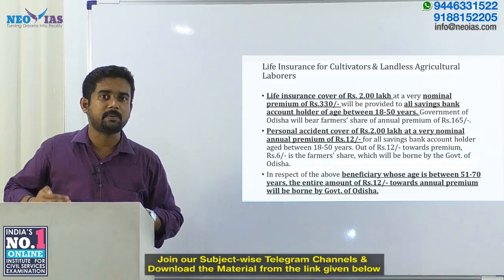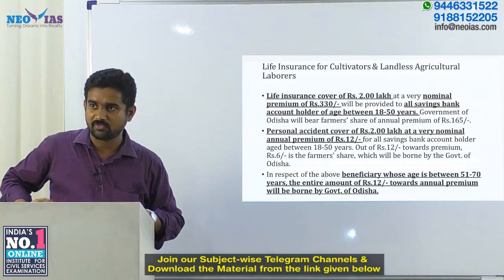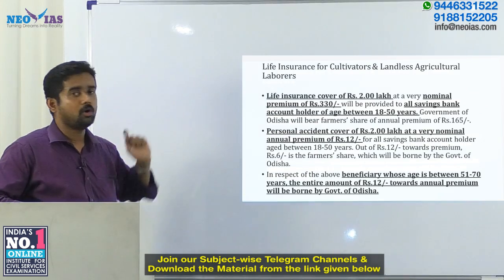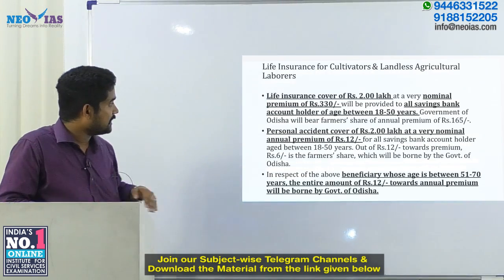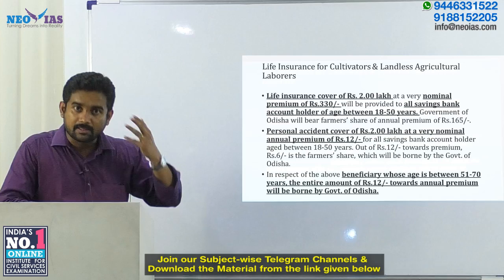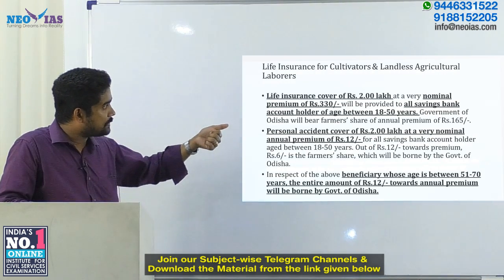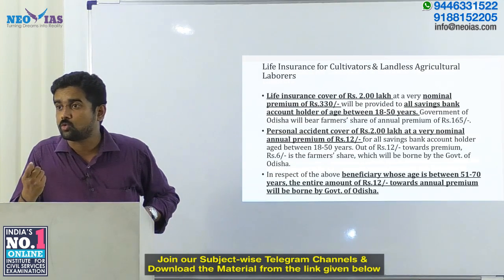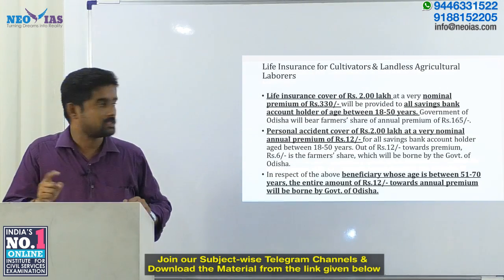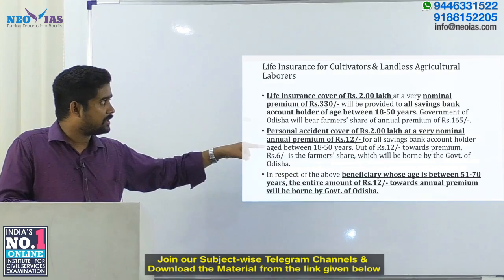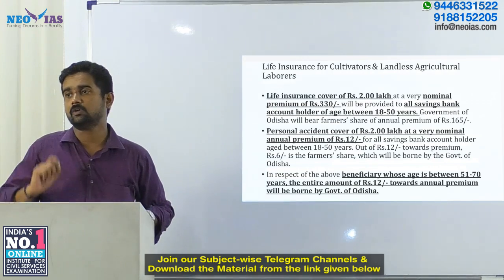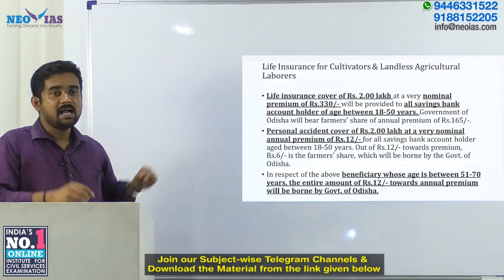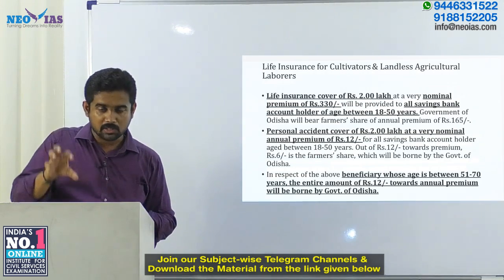So, half of the annual premium, that is 330 by 2, 165 rupees, will be borne by the government of Odisha for farmers. Then the other component is the personal accident cover of rupees 2 lakh, again at a very nominal annual premium of just rupees 12. In that rupees 12, rupees 6 is the farmer share and that will again be borne by the government of Odisha.